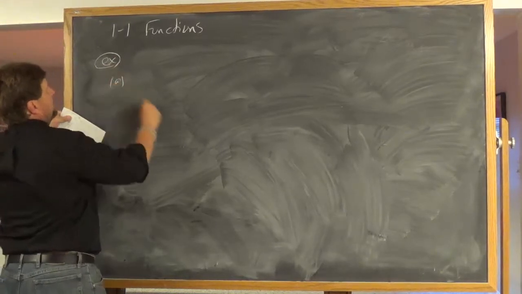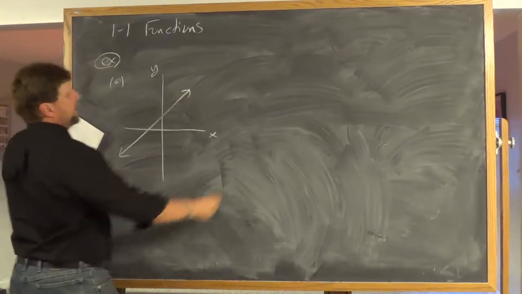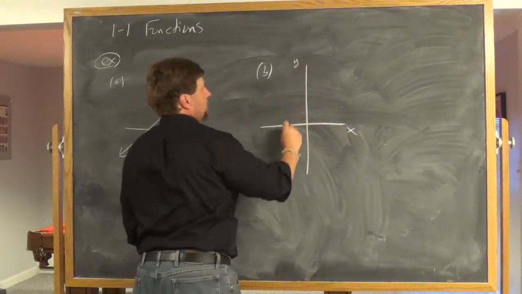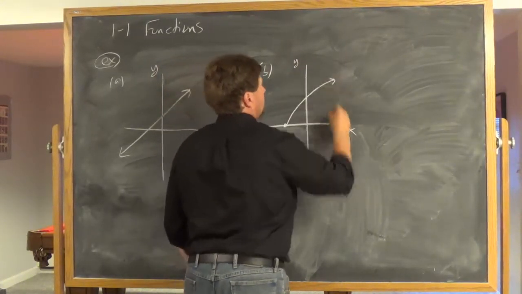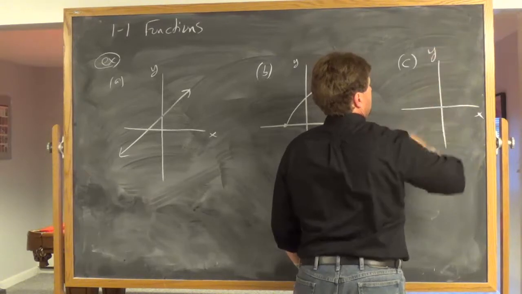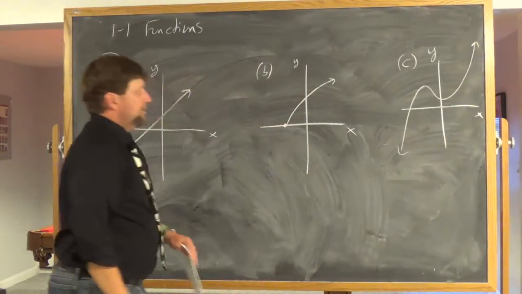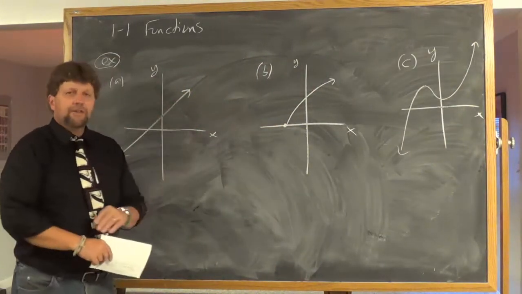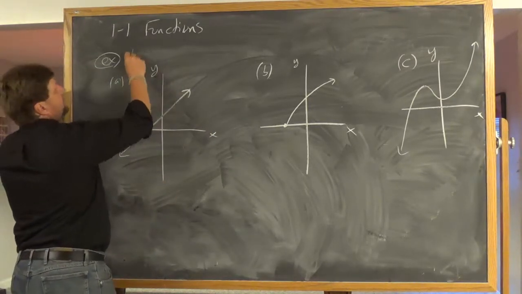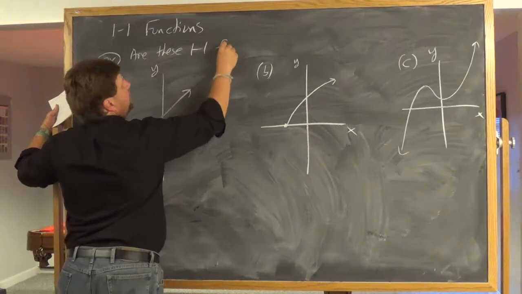So let's see. Here's one graph of a function, part A. And here's another one. And here's a third one. Here we go, graphs of three different functions. I don't know what the functions are, I don't care. My question here: are these one-to-one functions?